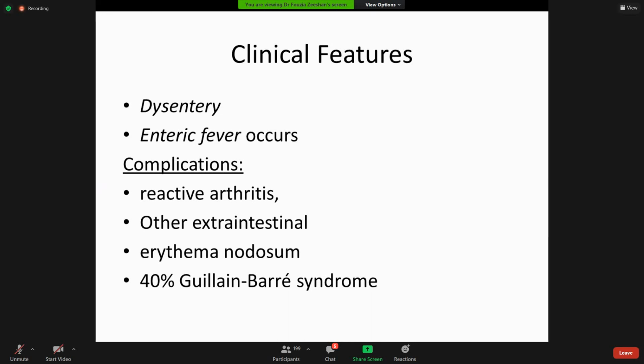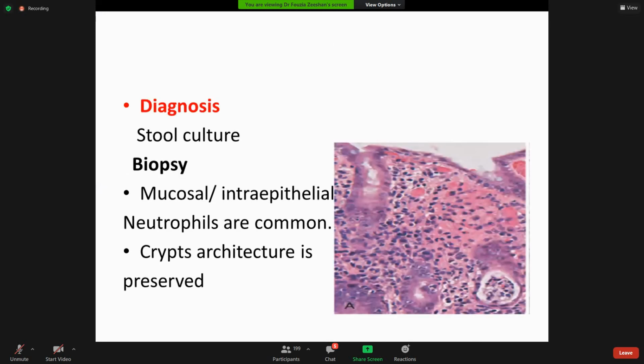Diagnosis: stool culture is the gold standard. Otherwise, if the organism is not easily found in stool culture, then biopsy is also recommended. But biopsy is recommended in advanced stages of diarrhea, like if the person is having very prolonged diarrhea and it is not resolving, so the doctor will suspect some comorbidity like carcinoma, and they will go for the biopsy.